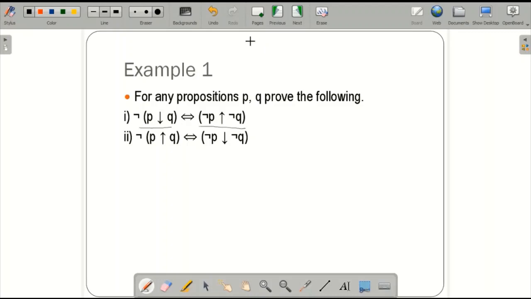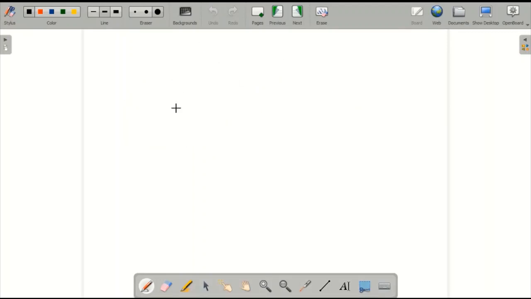Here it is NOR and here it is AND. So just remember, NOR is this way, NAND is this way. NAND means not of P and Q, and this means not of P or Q. Then you know the formula. Meaning is this, meaning is this, and this meaning is this. So let us solve the first problem.